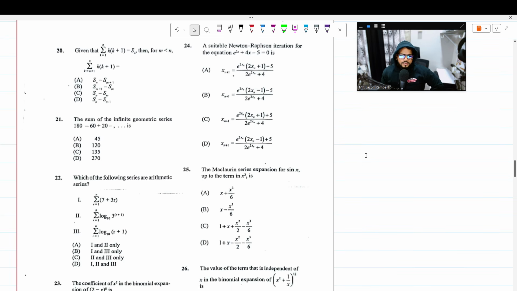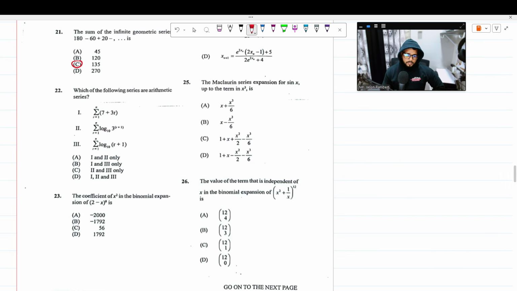Alright, this is a repeat one. We're going to get S sub n, take away S sub m, which is C. 21 is also a repeat. That was 135. This is a repeat as well. 1 and 3 was the answer. The coefficient of x squared in the binomial expansion. This is a repeat as well. D is the answer.